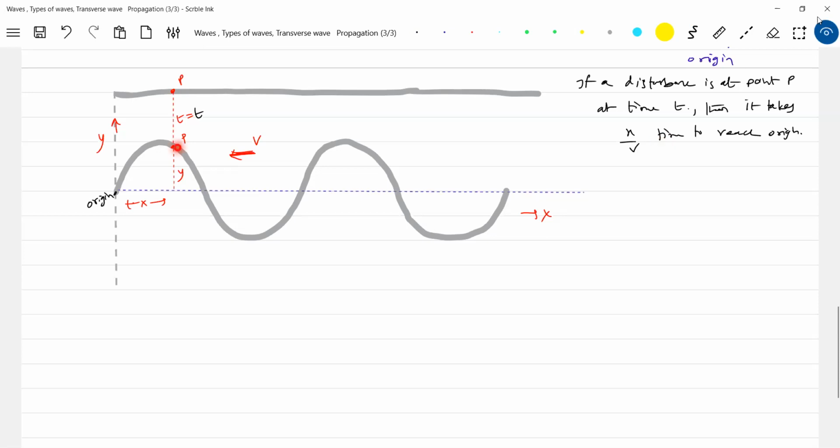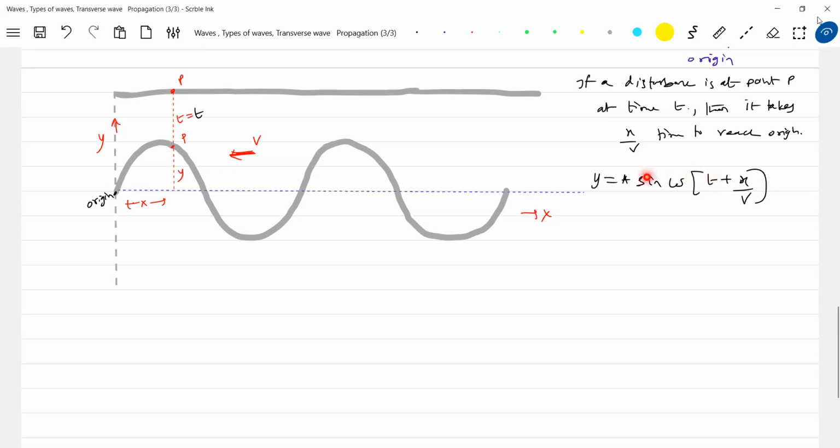So at point P, at time t, if the disturbance is at point P, then what will happen at the origin? What do we write? It will be y equal to a sine omega. These describe two pieces of information, which we already know, and omega is the angular frequency. We know all that. At time t, if I see the disturbance, then what is the equation for the disturbance when it is at origin? T plus x by v.